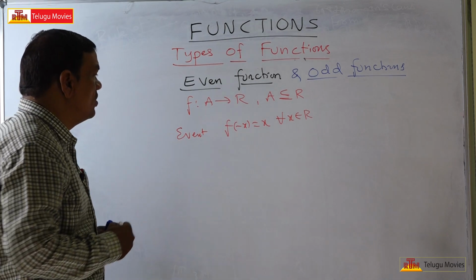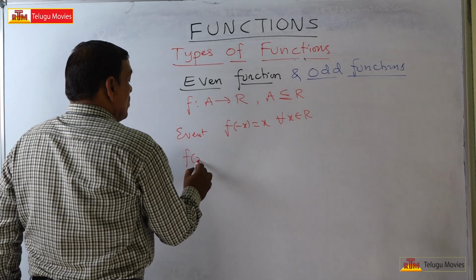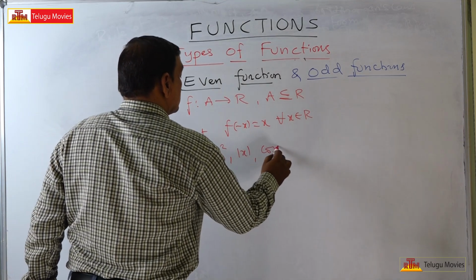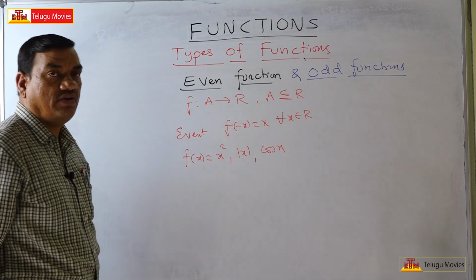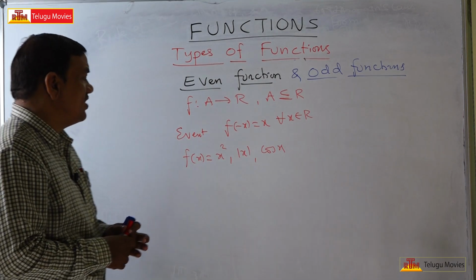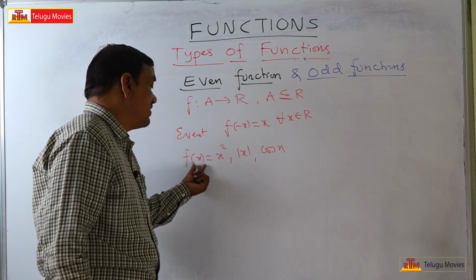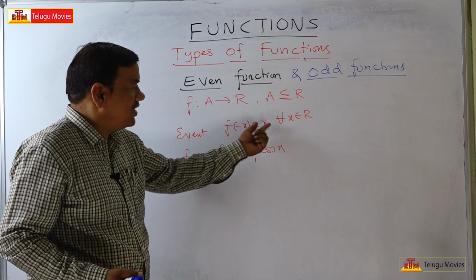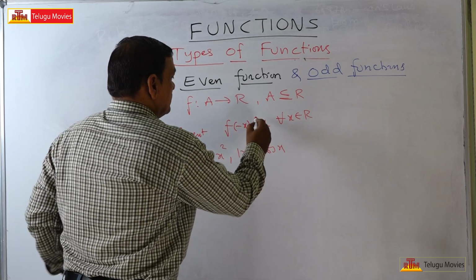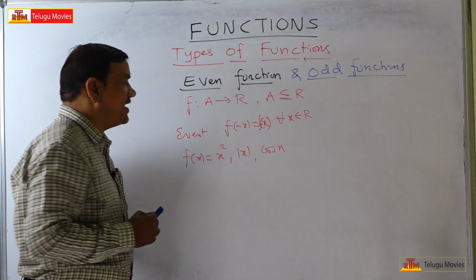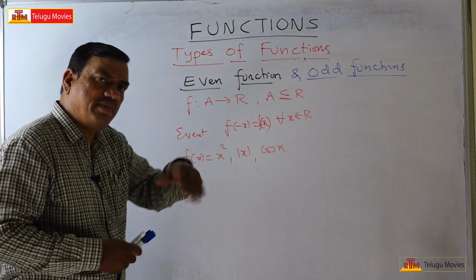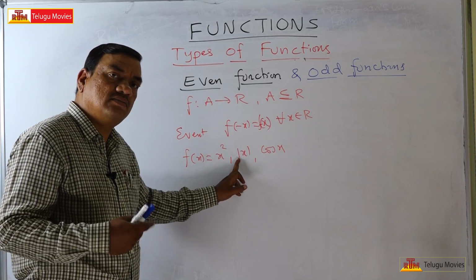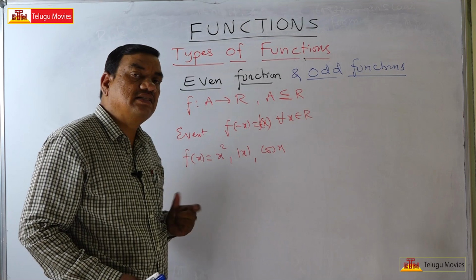Okay, that means what? For example, f of x equal to x square, mod x, cos x. All these functions are even functions. Why? Because in place of x, substitute minus x: minus x whole square is x square. Again you are getting f of x. F of minus x is equal to f of x. Modulus of minus x is modulus of x. Cos of minus x is cos x.